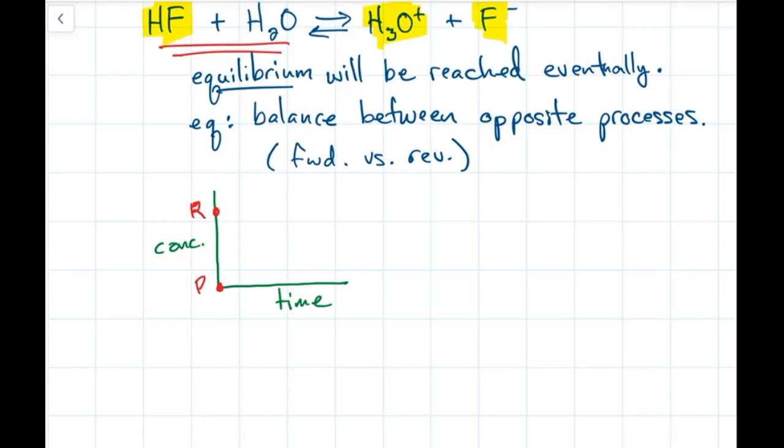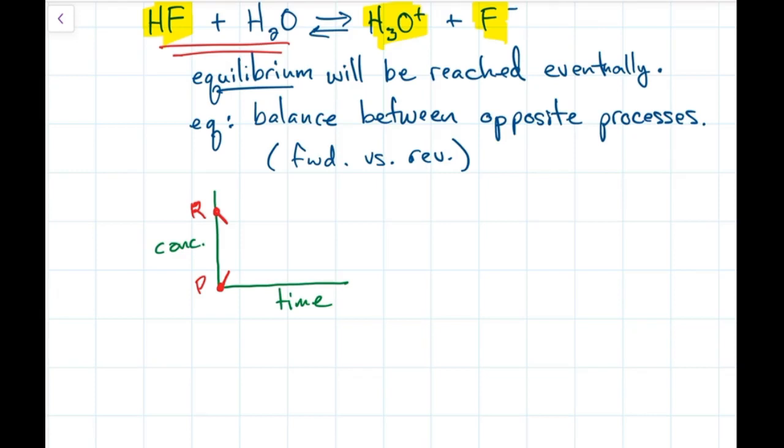Now, the only thing that can happen in the first millisecond of introducing these two reactants to each other is for the two reactants to collide and react and give us the forward reaction. So the reactants are going to be going away and the products are going to be formed. So the concentration of products would shoot up pretty dramatically in the first couple moments, and the concentration of the reactants would drop just as dramatically.